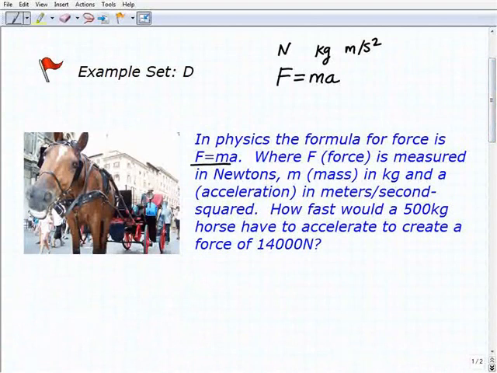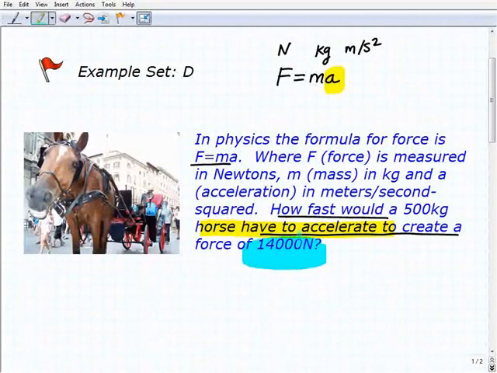So the question is asking us the following. It says, how fast would a 500 kilogram horse have to accelerate to create a force of 14,000 newtons? So the question is asking us, how fast would the horse have to accelerate? It's asking us to solve for A. Now if you notice, we're given the force. We want to create a force of 14,000 newtons, so we're given that. We're also given that the horse weighs 500 kilograms, so we got the mass. So what we're going to be looking for is acceleration. So we're going to be plugging in these values and solving for A.